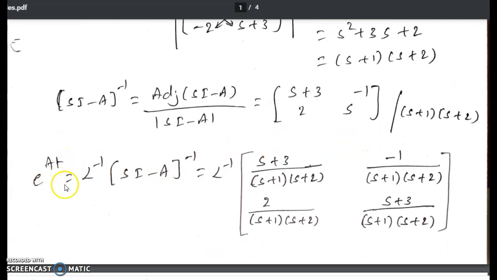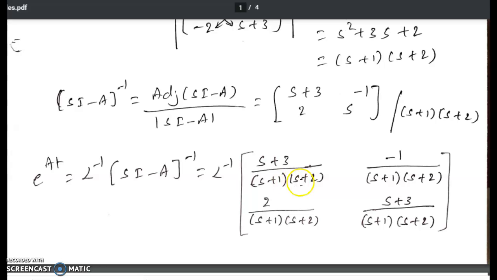So what is our state transition matrix formula? Laplace inverse of (sI minus A) inverse. So Laplace inverse of this is (sI minus A) inverse. I am considering S plus 3 divided by the denominator term, each element being divided by the denominator. Here we can't apply Laplace inverse to each element directly, because it is S plus 3 divided by S plus 1 into 1 divided by S plus 2. Okay, so we have to make it separate.